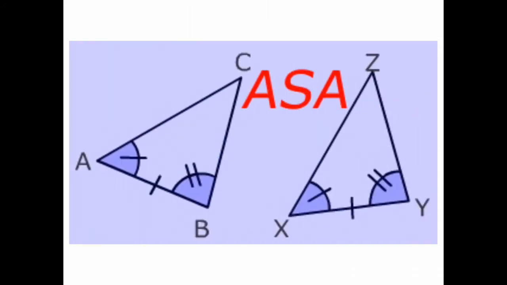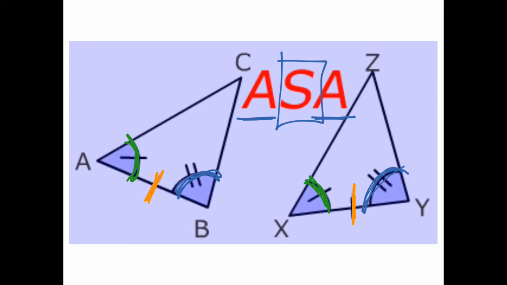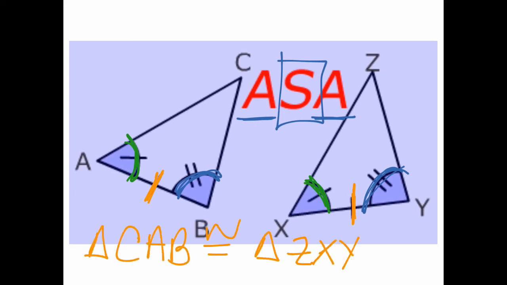Now, if you only have one side and two angles, you can still prove that the triangles are congruent. Again, in a very specific way though. Notice that the angles are on the outside of the side. The side has to be between the two angles. So here's angle 1, here and here. Here's our second angle, here and here. And we have to use the side between those two angles in order to prove by angle side angle. And there is our congruence statement.